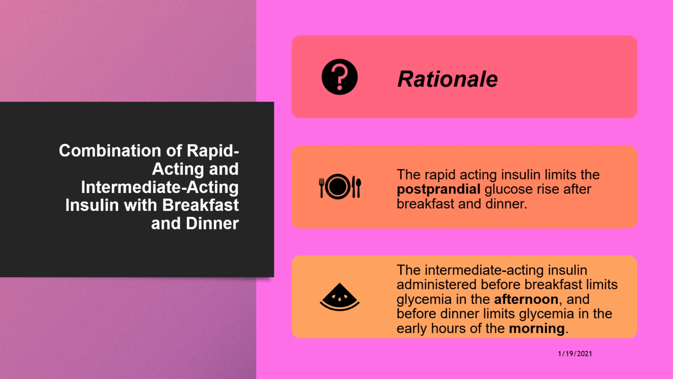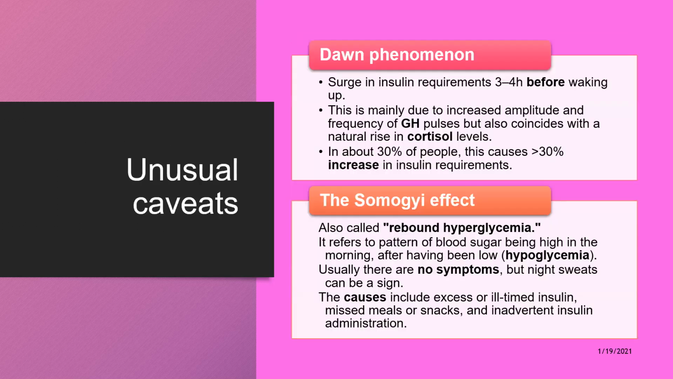The rapid acting insulin limits the postprandial glucose rise after breakfast and dinner, whereas the intermediate acting insulin administered before breakfast limits the glycemia in the afternoon, and before dinner limits glycemia in the early hours of the morning. So this type of regime is often used in daily practice for type 1 as well as type 2 patients. However, as I told you, the basal bolus regime, the 3 bolus injections and the 1 basal injection, is more preferred because that simulates the natural pancreatic secretory response.